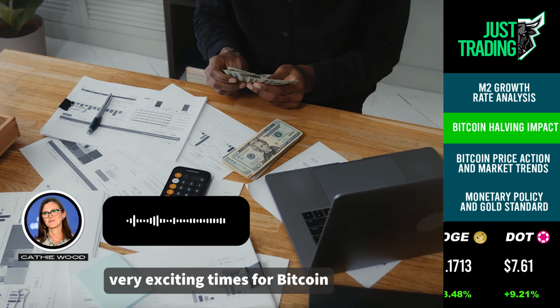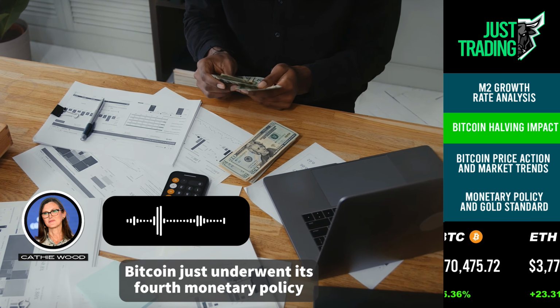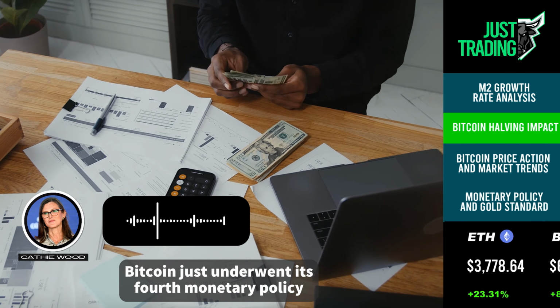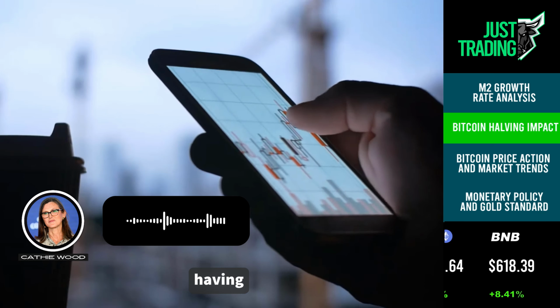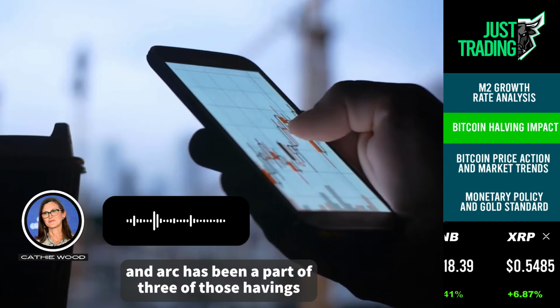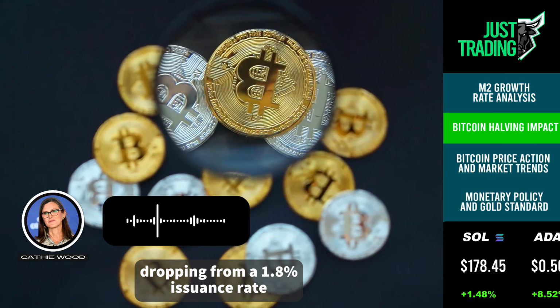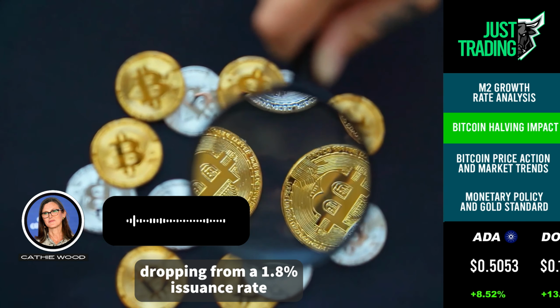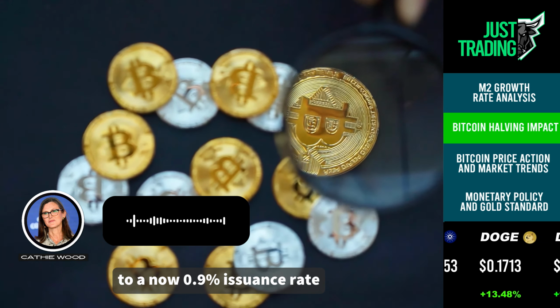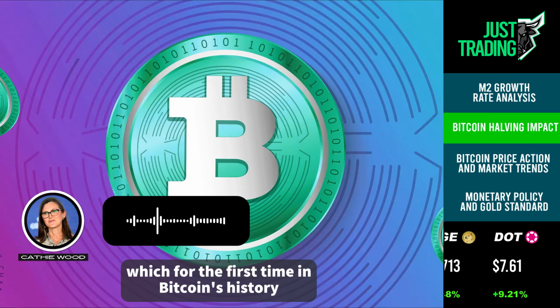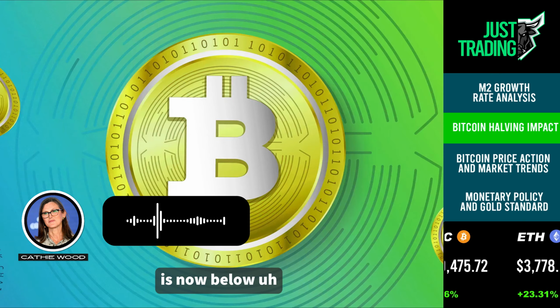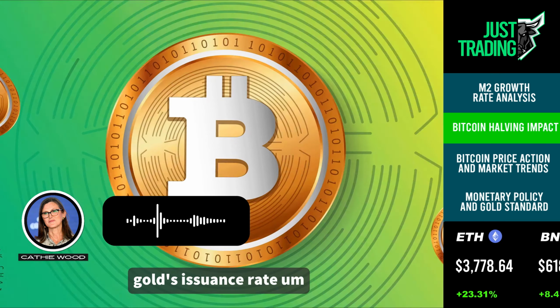Very exciting times for Bitcoin. As we know, Bitcoin just underwent its fourth monetary policy halving, and ARK has been a part of 3 of those halvings. Crazy to think about. Yeah. Dropping from a 1.8% issuance rate to a now 0.9% issuance rate, which for the first time in Bitcoin's history is now below gold's issuance rate.